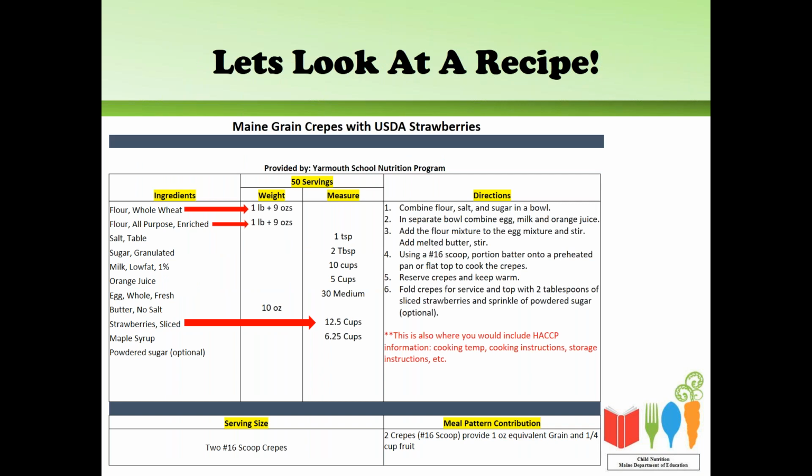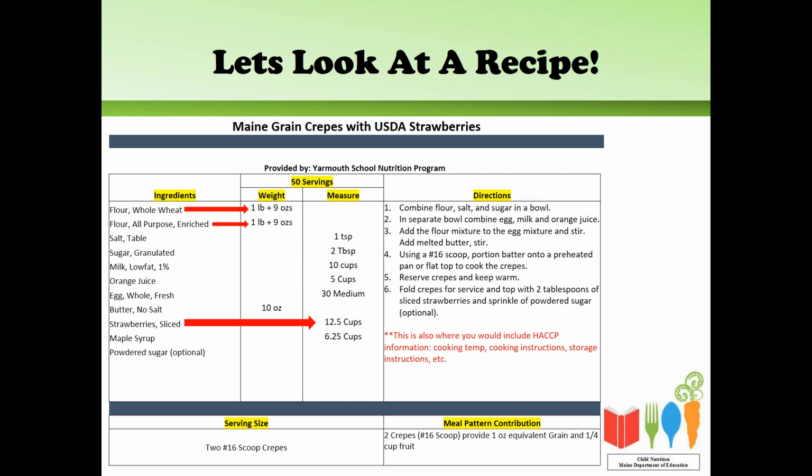So let's look at a recipe. You'll see here the title of the recipe is right at the top. We have some Maine grain crepes with USDA strawberries. You'll see all of those components we just talked about are highlighted in yellow. At the center, you have 50 servings. There's your yield. Down at the bottom left, you see your serving size. Bottom right, you see your meal pattern contribution.